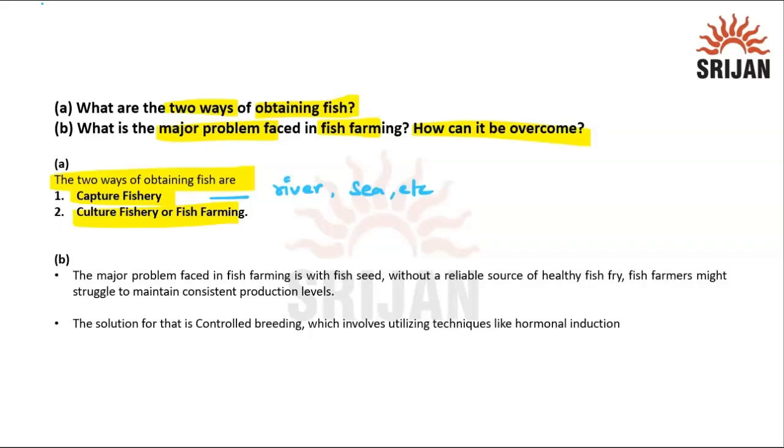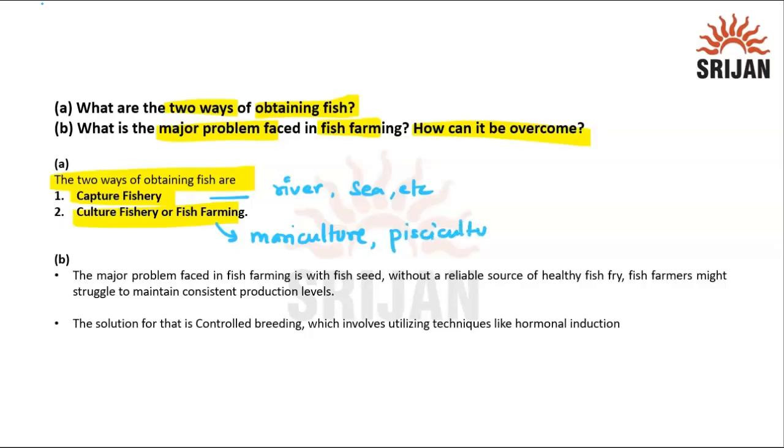So the method could be anything, or the water body could be anything. It could be a lake as well, or any other water body where you are capturing the fish. Whereas culturing the fish, or fish farming, is a very specific type of fish that you want to culture or farm. Such culturing of fish is called mariculture, or it is also known as pisciculture.